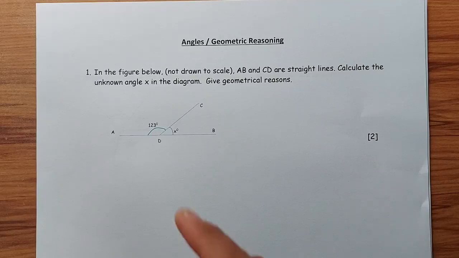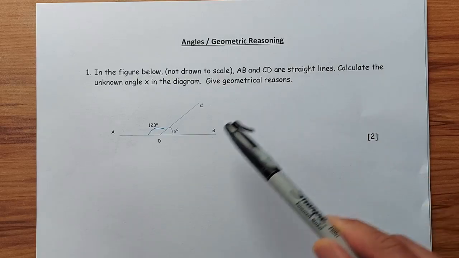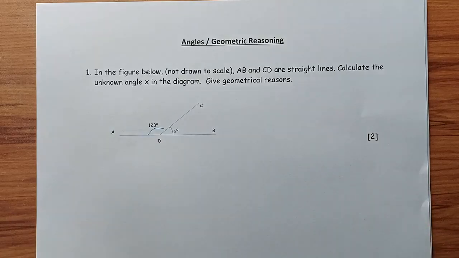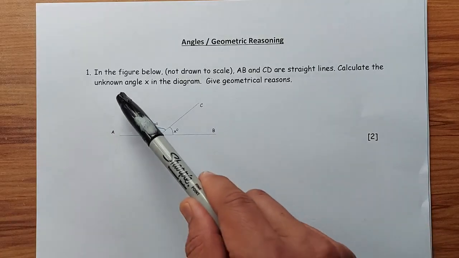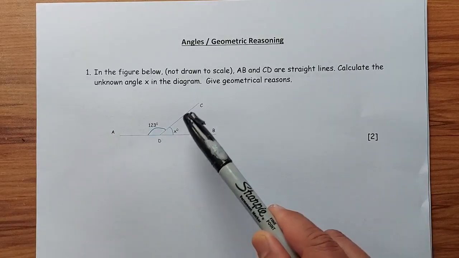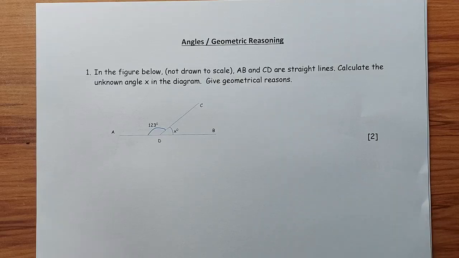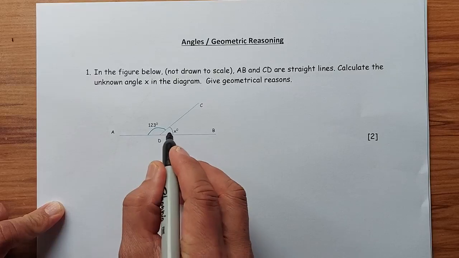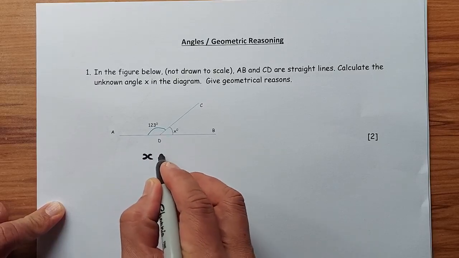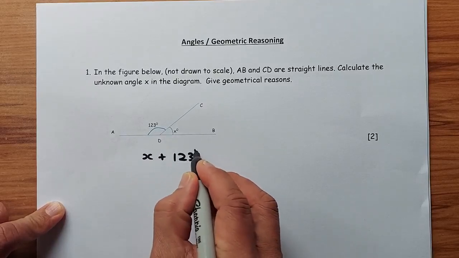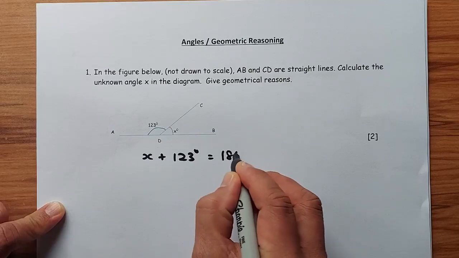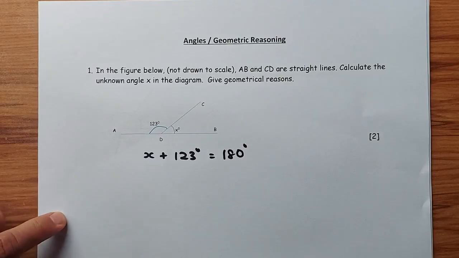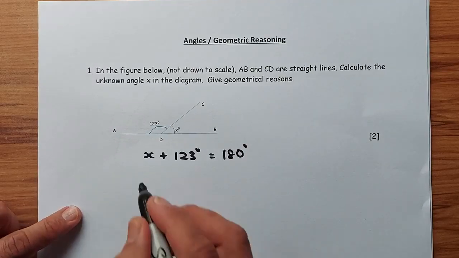In the figure below, not drawn to scale, AB and CD are straight lines. Calculate the unknown angle X. So X is here. Give a geometrical reason. If this is a straight line, this angle and this angle, so X plus 123 degrees, must add up to 180 degrees. That's your working. To give me the reason, you must put it in a bracket.